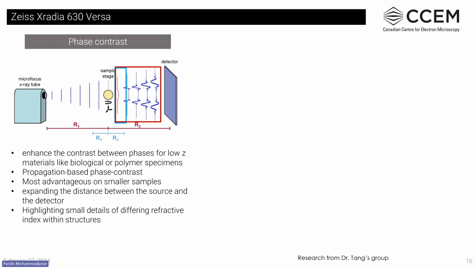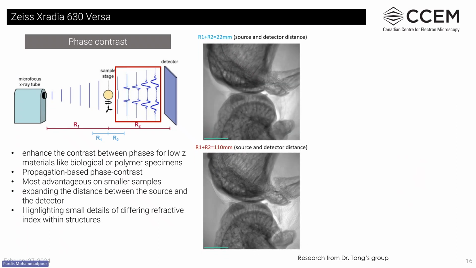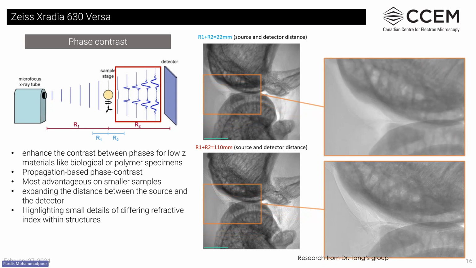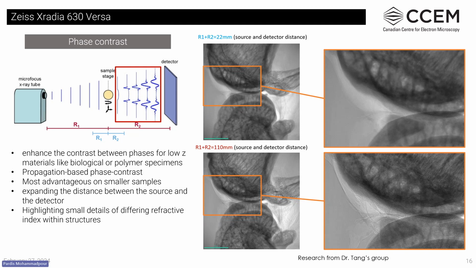And here you can see two radiographs from a mouse knee, which were taken with source-detector distances of 22 millimeters and 110 millimeters. As you can see, the tissue between the knees looks uniform at short distances. However, by increasing the distance between the source and detector, we could differentiate between the different tissues available in this structure.